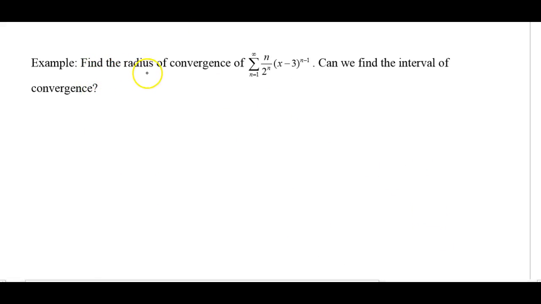Alright, in this next example, we want to find the radius of convergence for the sum of n equals 1 to infinity of n over 2 to the n times (x minus 3) to the n minus 1. And then, can we find the interval of convergence?